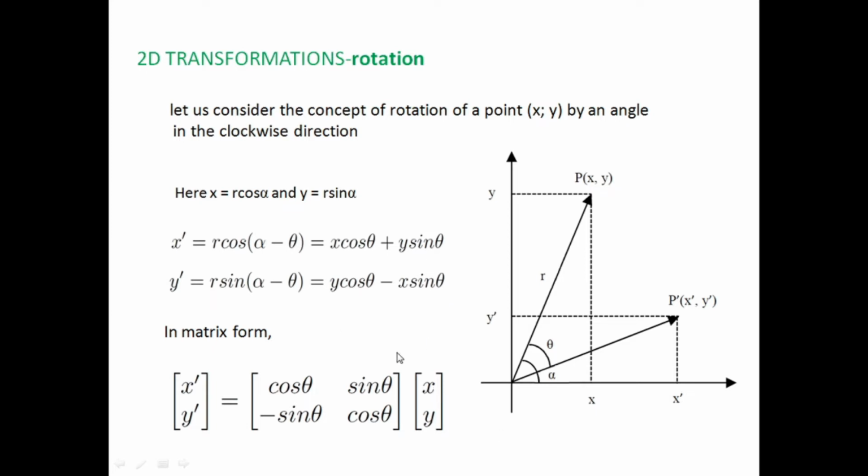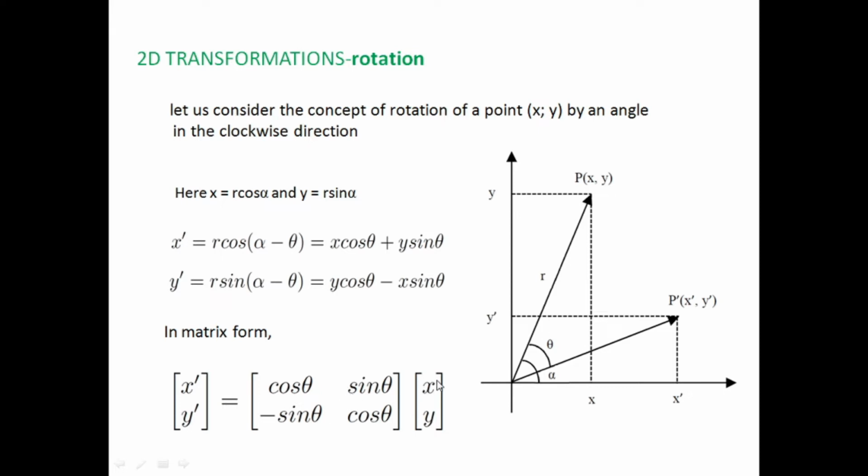The same thing I can represent in matrix form: [x dash; y dash] equal to [cos theta, sin theta; minus sin theta, cos theta] times [x; y]. So the transformation matrix will be this one, and this is mainly for the rotation operation.